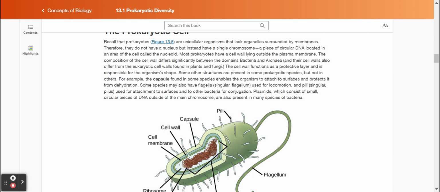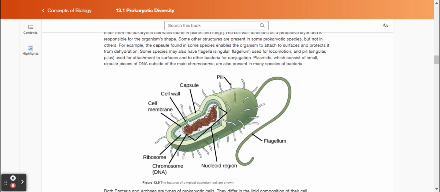For example, the capsule, found in some species, enables the organism to attach to surfaces and protects it from dehydration. Some species may also have flagella, or singular flagellum, used for locomotion, and pili, singular pilus, used for attachment to surfaces and to other bacteria for conjugation. Plasmids, which consist of small circular pieces of DNA outside of the main chromosome, are also present in many species of bacteria. Figure 13.5 shows the features of a typical bacterium cell wall.